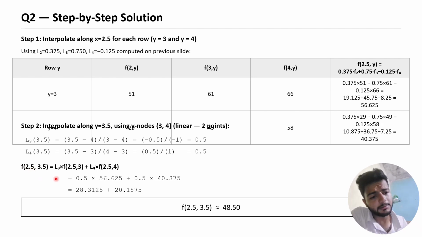After that we'll multiply L3 into f(2.5, 3) plus L4 into f(2.5, 4). Multiplying and adding these values we get our desired point, 48.50. So the value of f(2.5, 3.5) is equal to 48.50.